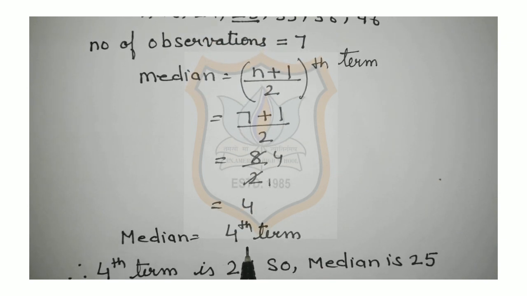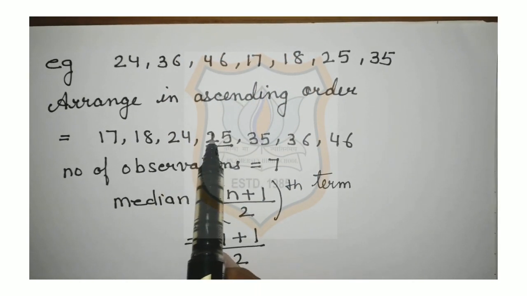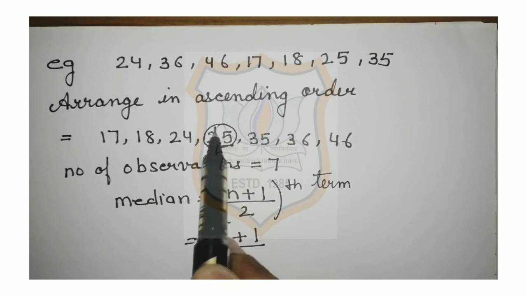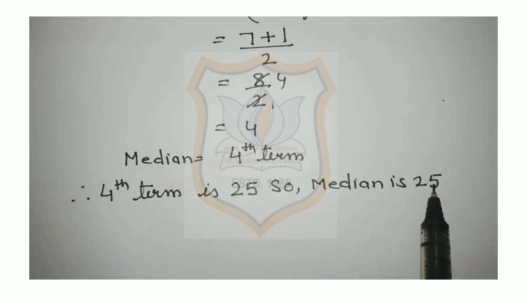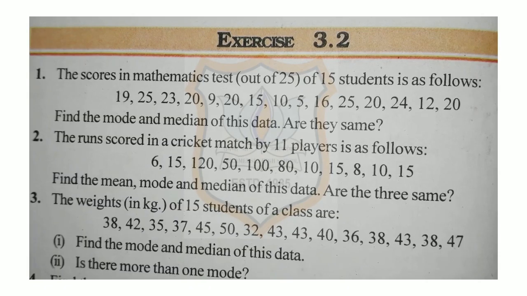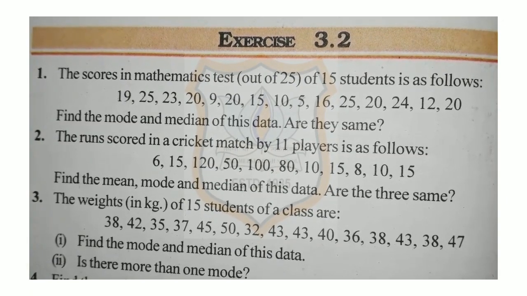So, we have to find the 4th term of the given data: 1, 2, 3, 4. 25 is the 4th term. So, the median is 25. And in this way, we can find the median of any given data. Students, I have given you a small introduction about mode and median.